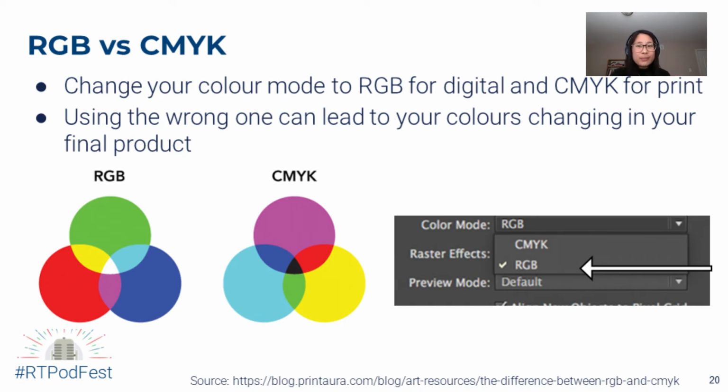So in a digital space, such as your computer, all the colors that you see are made up of a different combination of red, green, and blue.